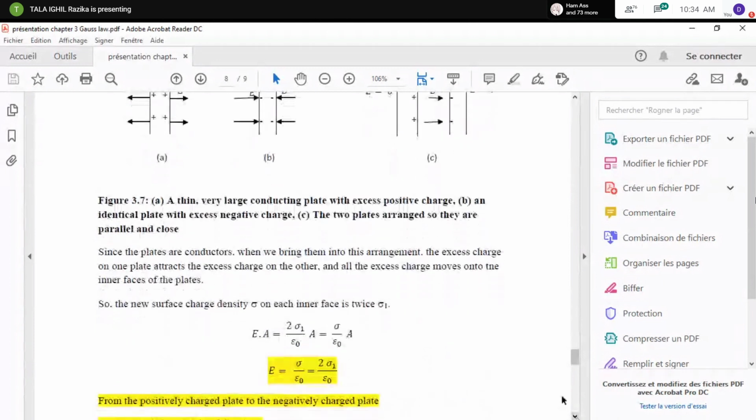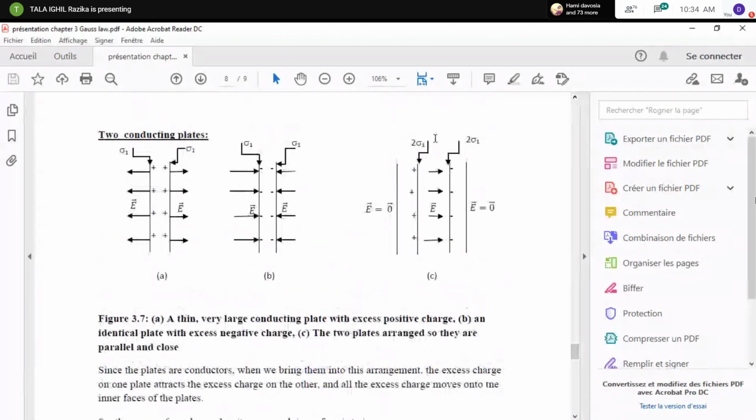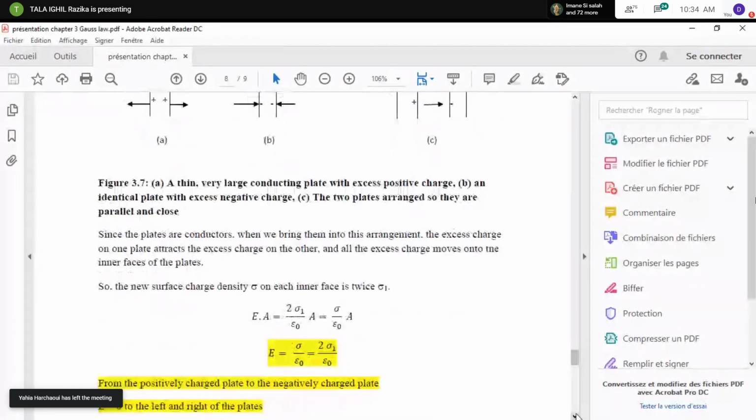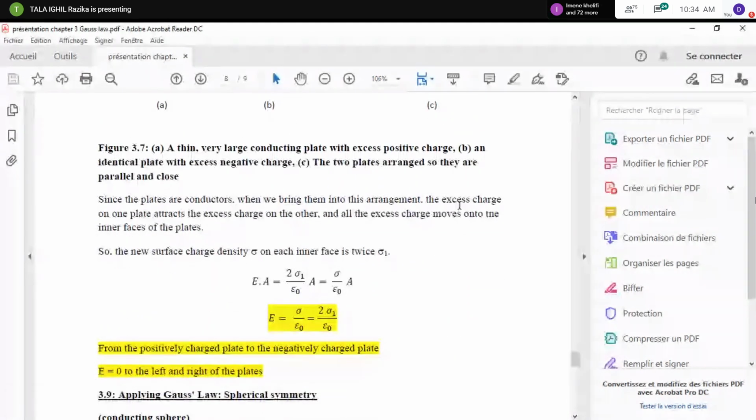And what is this principle? We have seen that it's the work of a capacitor. In the capacitor, you have charge on the two conducting plates. You have electric field between the two conducting plates and no electric field outside. Since the plates are conductors, when we bring the arrangement together, the excess of charge will move to the internal plates.